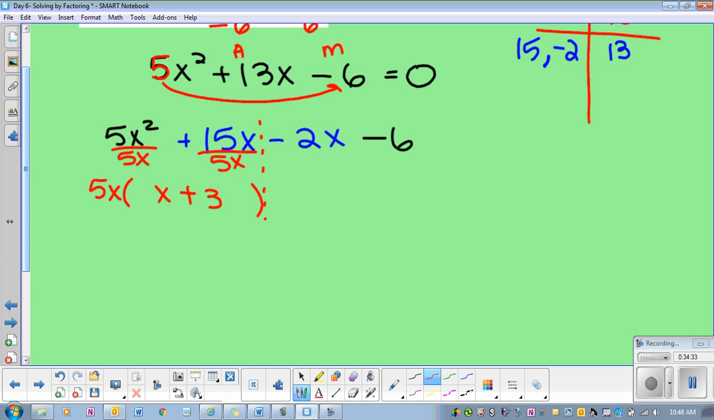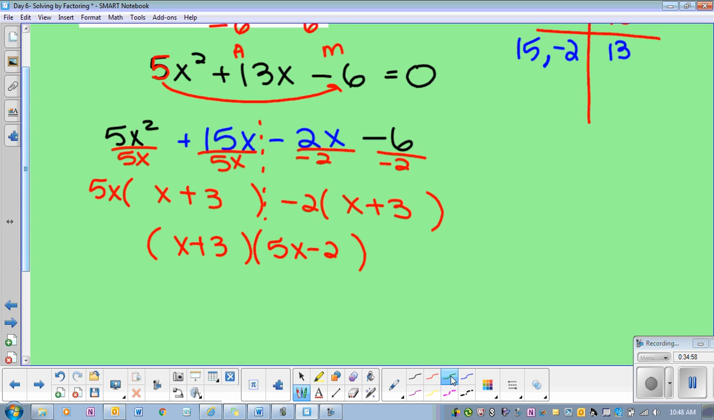On the right-hand side, it's starting with a what? Negative, bring it down. So you got to bring that down, and I'm sure the GCF is -2. My parentheses match. So x plus 3, and then I have 5x minus 2. That equals 0.